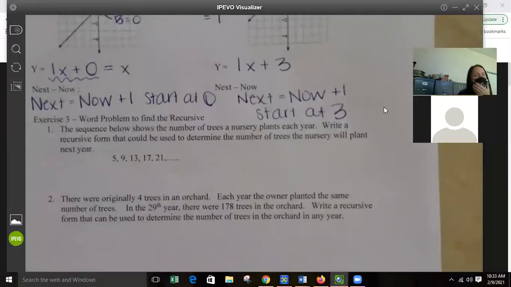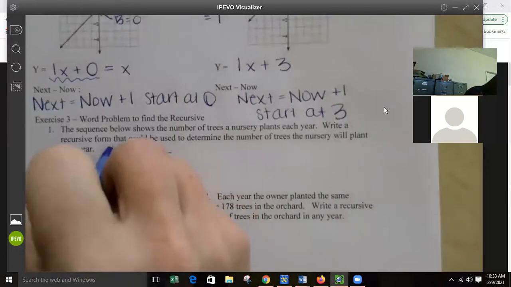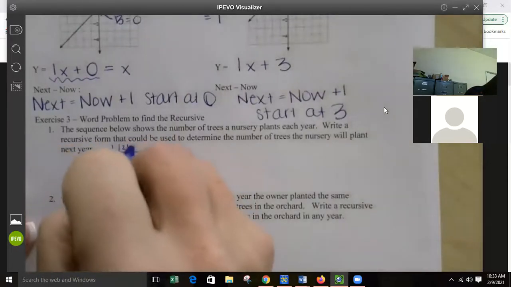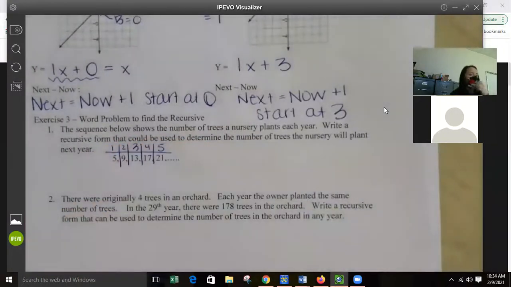It says the sequence below shows the number of trees a nursery plants each year. Write a recursive form that can be used to determine the number of trees the nursery will plant. Okay, here's what you need to realize. If I make this into a chart, it's going to look like this. This is one question that's missed on the benchmark in the final exam. You get it right, but you start at the wrong spot.